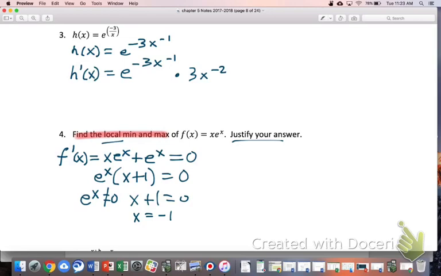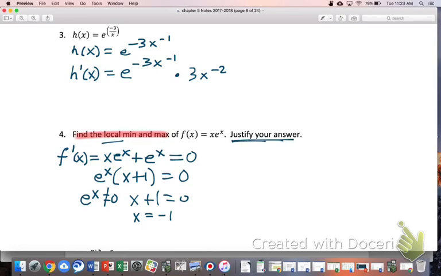Some algebra? Doesn't mean it's easy, but it is algebra. Okay, so x equals negative 1. What is that? It's a critical number, right? We need to test this out. It did say justify your answer.